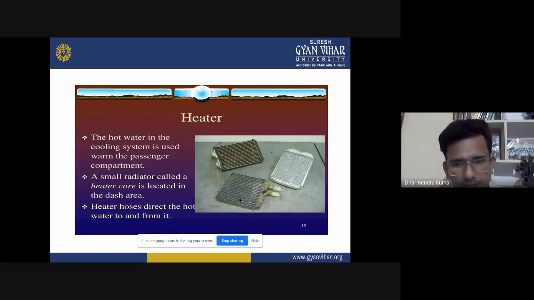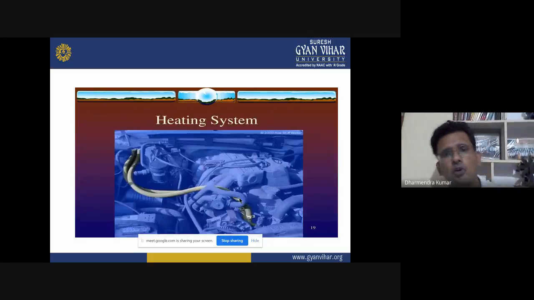This is the heater. The hot water in the cooling system is used to warm the passenger compartment in the winter season, if you need heat for the passengers. A small radiator called a heater core is located in the dash area. Heater hoses direct the hot water to it and from it. There is an overall picture of the heating system.